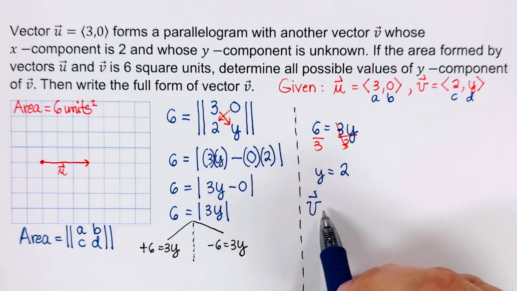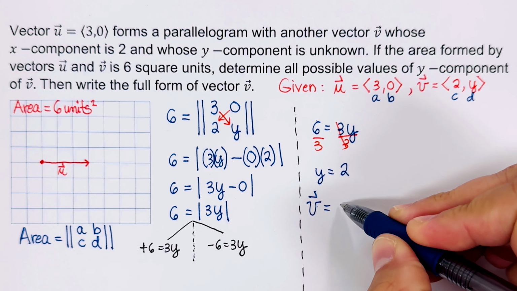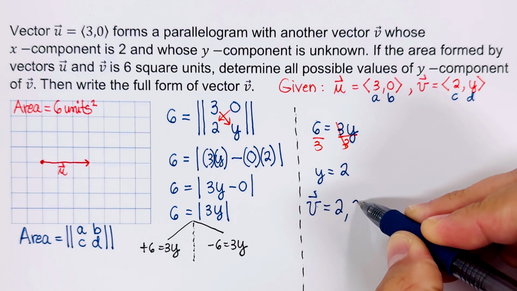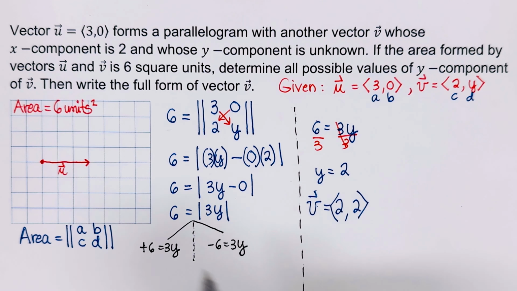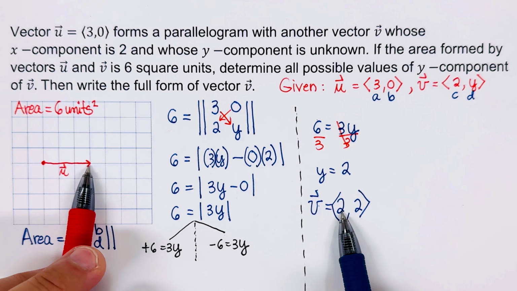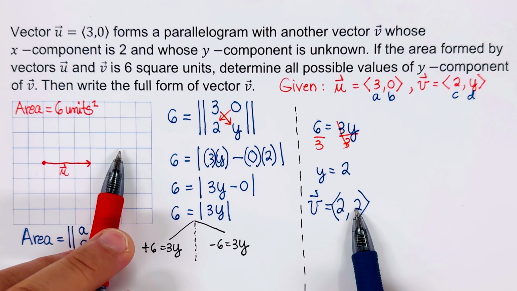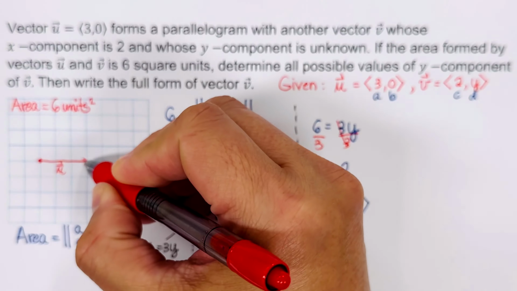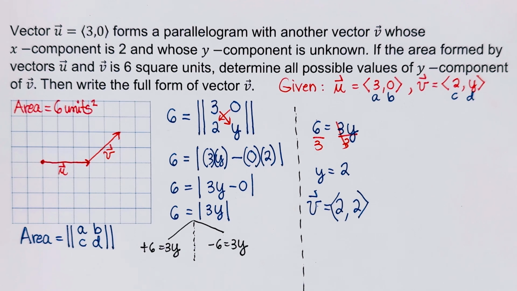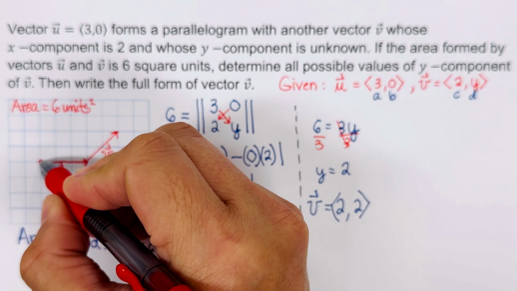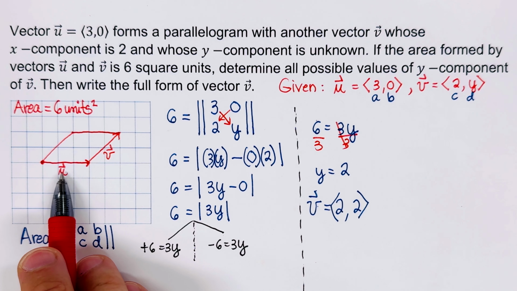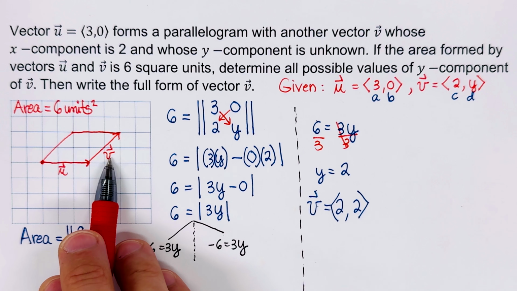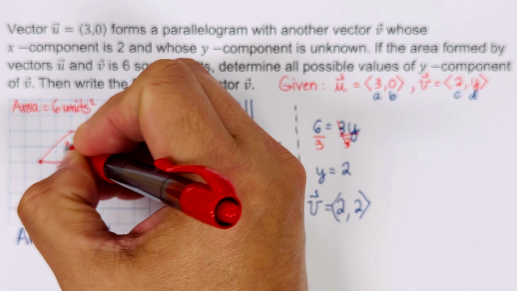This tells us that vector v will have a component of 2, 2. This tells us that from here, we go 2 to the right, and we go 2 up. So we can go ahead and draw the parallelogram from here. So this parallelogram right here is formed by vector u and vector v, and the area for this is 6.